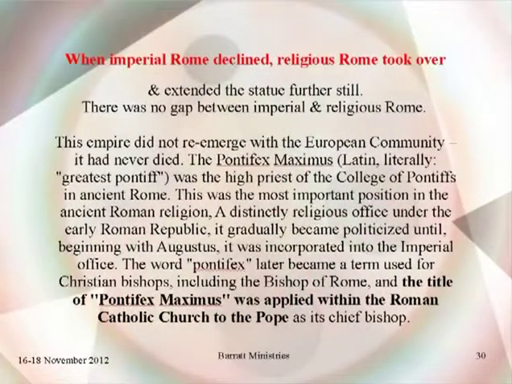So, what happened when it declined? Well, when Imperial Rome declined, religious Rome took over. Did you know the popes became the Caesars, pontiffs? Pontifex Maximus, it means greatest pontiff. So the popes only took over. Rome didn't disappear. Religious Rome took over, it carried on. Because Rome was always religious. The Caesars were always priests and gods. They were worshipped as gods, weren't they, the Caesars?